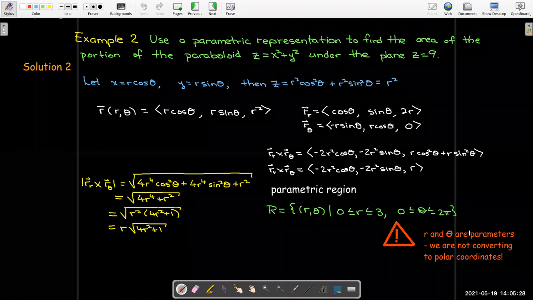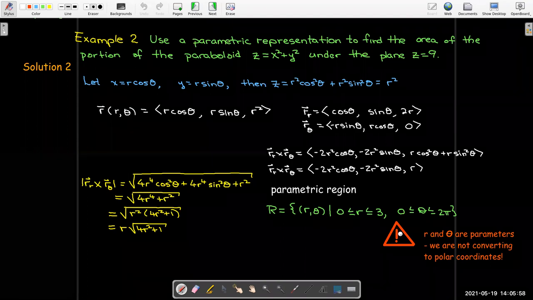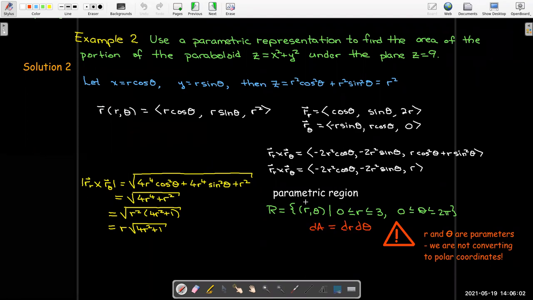We are not going to convert this to polar coordinates. What we have here in our parametric description is already using r and theta. I do not have a polar region. I do not have an integrand which would benefit from converting to another coordinate system. And so we're not converting to polar coordinates. So in this parametric region, or in this parameter space, my area differential dA is just dr d theta. There's no extra r here. In a way, I've already incorporated that r in my parameterization, but I don't need to put the extra r.